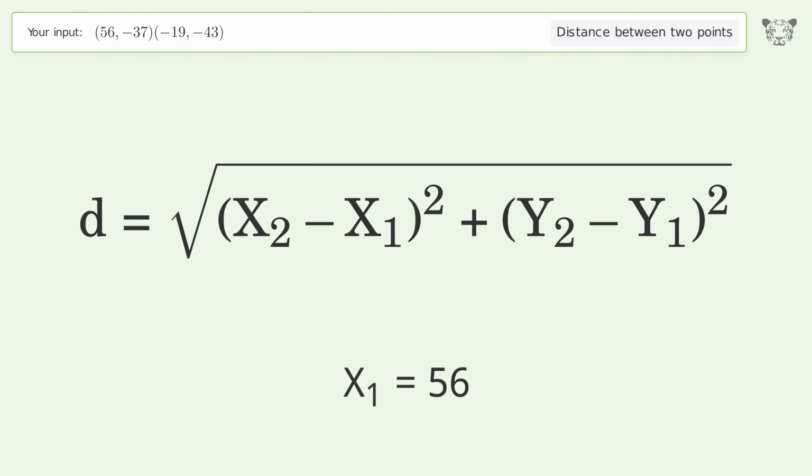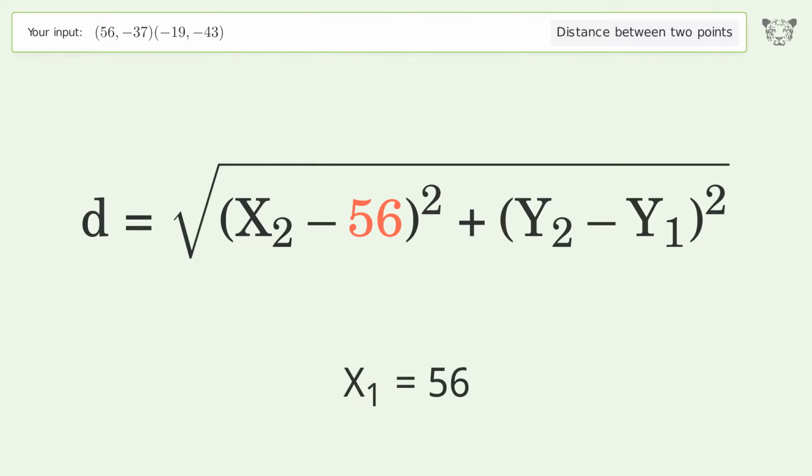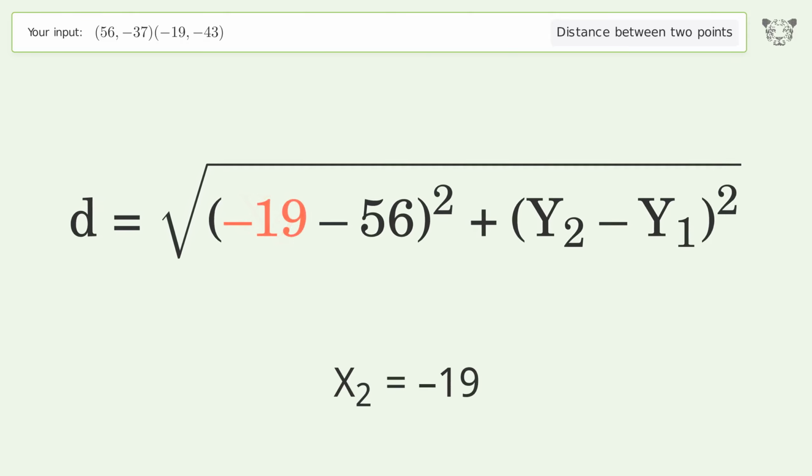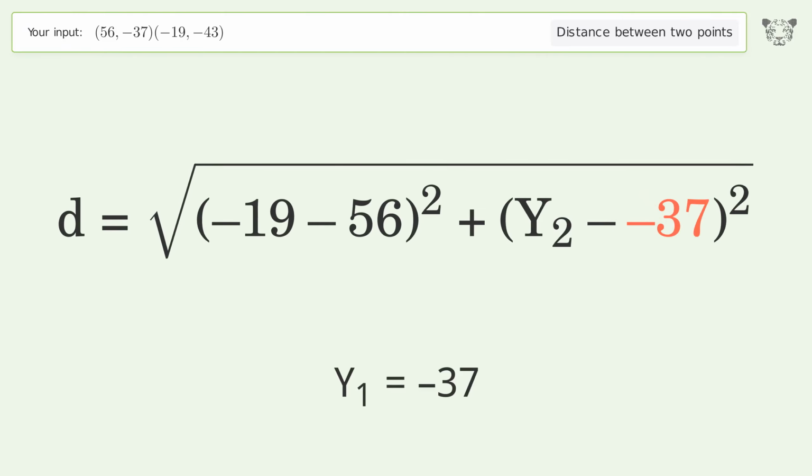x1 equals 56. x2 equals negative 19. y1 equals negative 37. y2 equals negative 43.